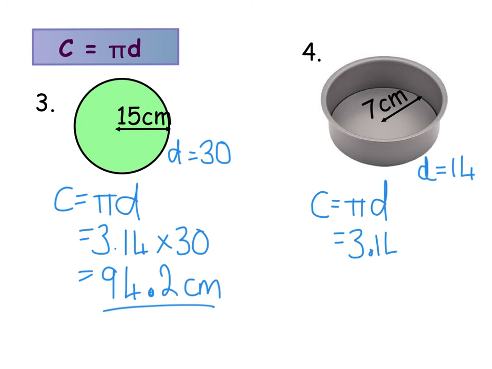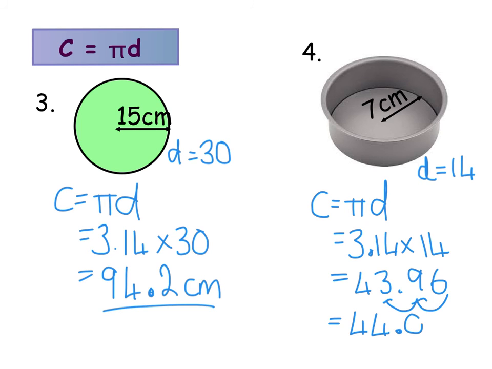On the second one, you've got pi d again. Pi gets replaced with 3.14. We've already said our diameter is 14, not the 7. And if you put that into your calculator, you will get 43.96. Now, to 1 decimal place, that 6 will make the 9 go up, which will then make the 3 go up. So technically my answer here would be 44.0 centimetres to 1 decimal place. Because I've asked for 1 decimal place, I'm putting a 0 on there. If I didn't put the 0 there and just said it was 44, technically that's me giving it the nearest whole number and not 1 decimal place.